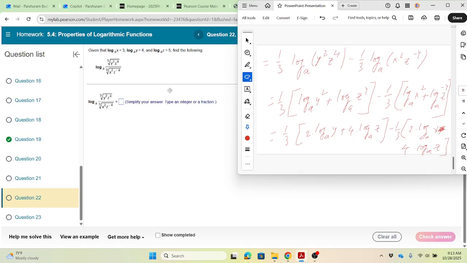Now you just have to plug in the values of log base a y and everything. So it would be 1/3 of 2 times log base a y, which is 4, plus 4 times log base a z, which is 5, minus 1/3 of 2 times log base a x, which is 3, and minus 4 times log base a z, which is 5. So we have to simplify this now. So 2 times 4 is 8, 5 times 4 is 20, 20 plus 8 is 28, divided by 3 on the first expression.